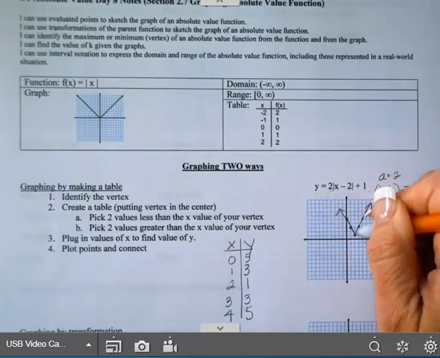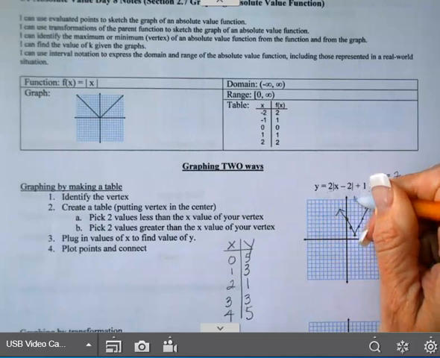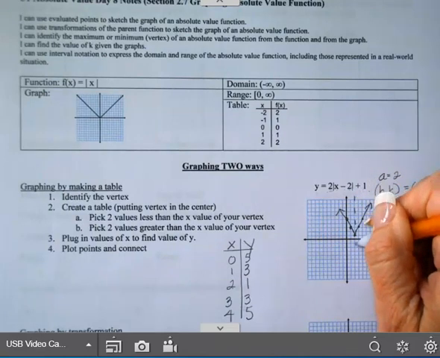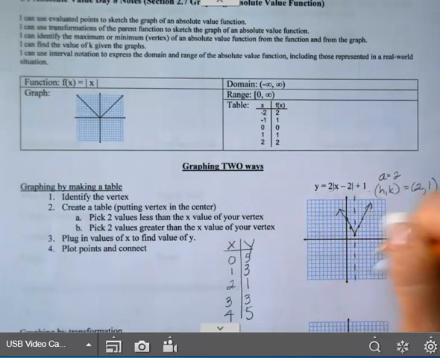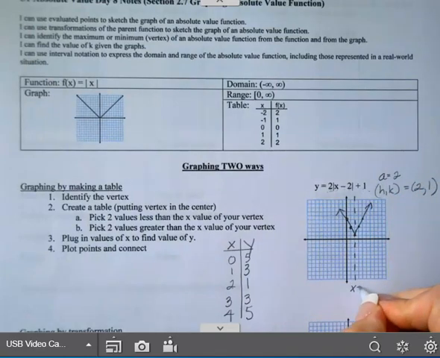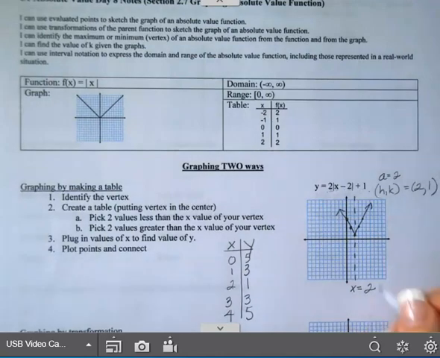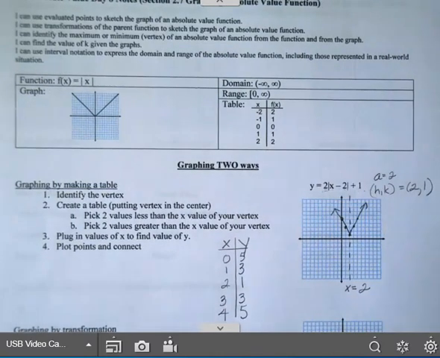For fun, if I wanted to include the axis of symmetry, it goes through the vertex. And that vertical line is x equals, and the x value for the vertex is 2. So that is our line of symmetry if we wanted to include that.